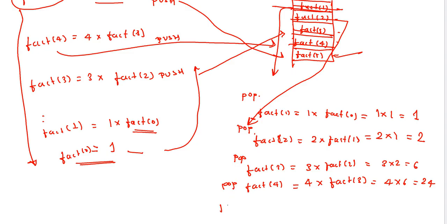So again I will be popping the top of the stack, and we will be getting factorial of 5, which is equal to 5 into factorial of 4, which is equal to 5 multiplied by 24, and the answer is 120. So this is how your compiler works in case of recursion.